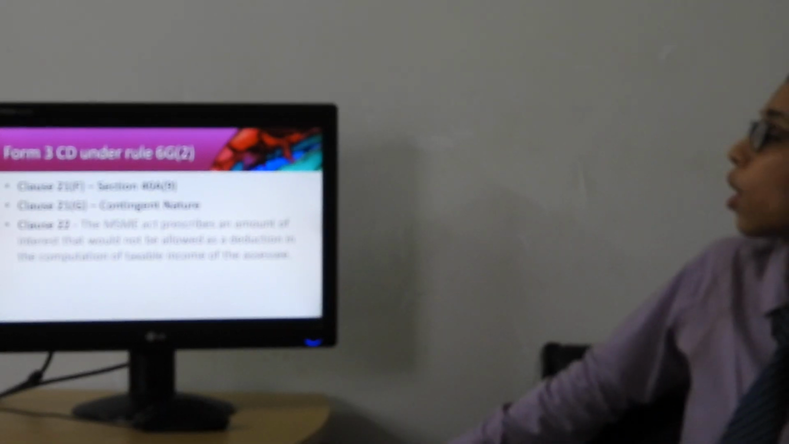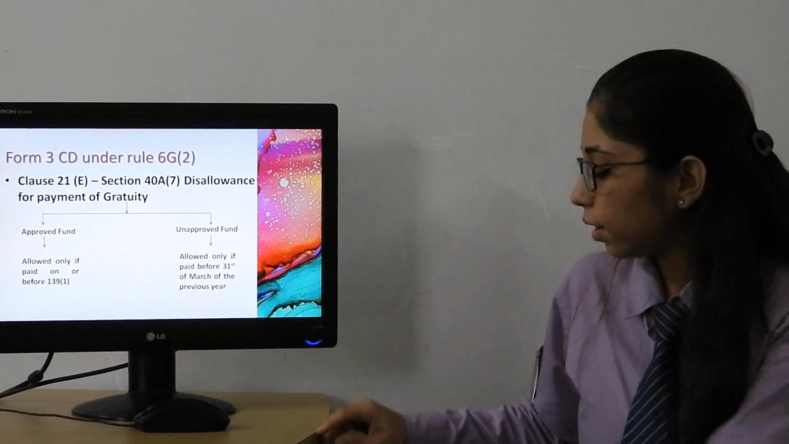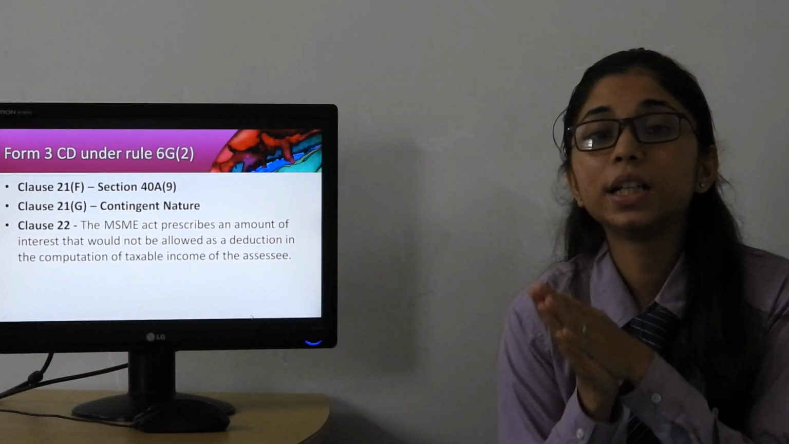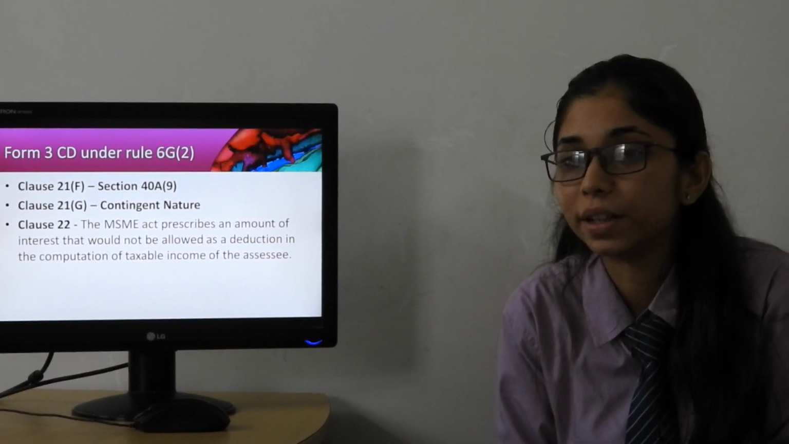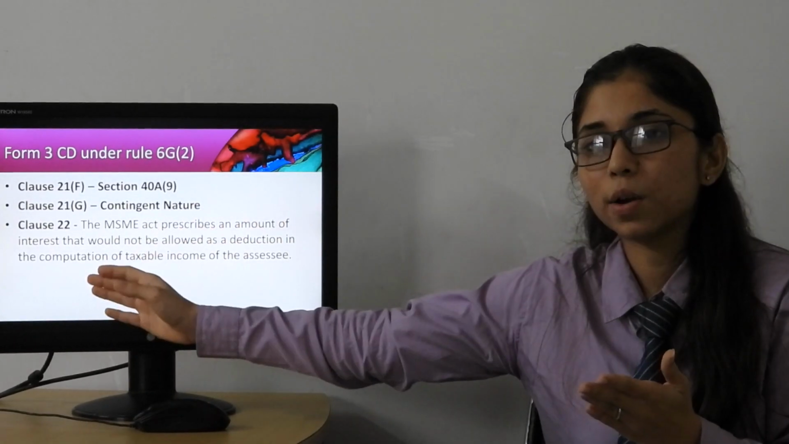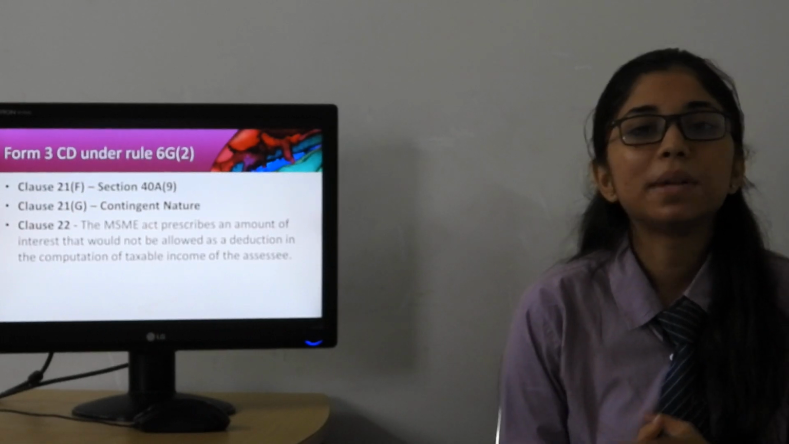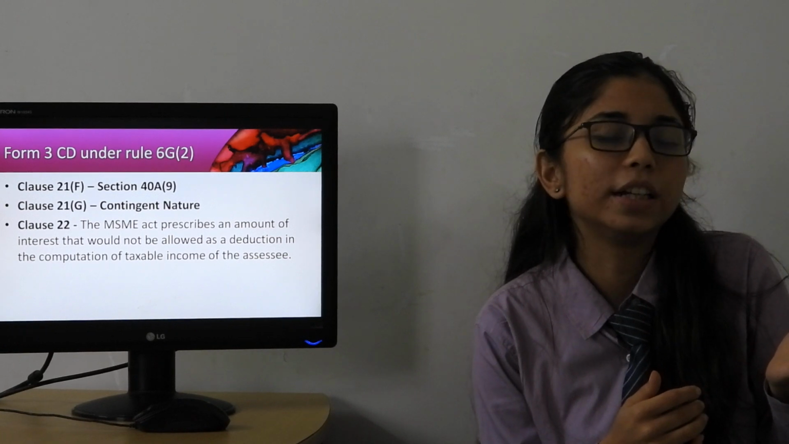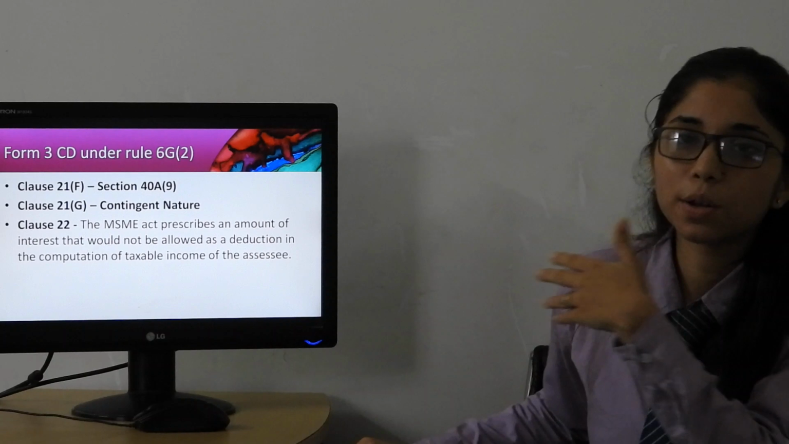Moving on further to clause 21F, sorry, that has been discussed earlier, the same section applies. Clause 21G, any amount of contingent nature will be disallowed because that is a liability that has been incurred due to any offense. So such amount will be disallowed under this clause. Next, clause 22, the MSME Act. The MSME Act disallows some expenditure of interest, and with the calculation you have to disallow such interest.